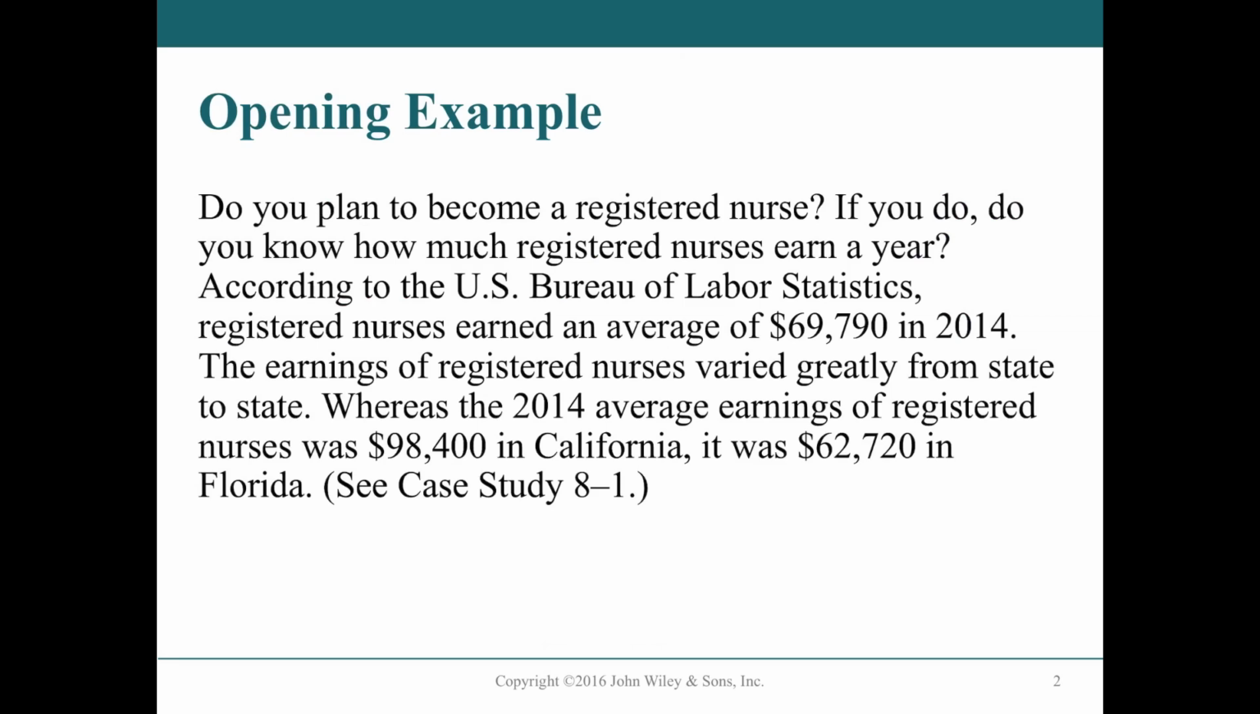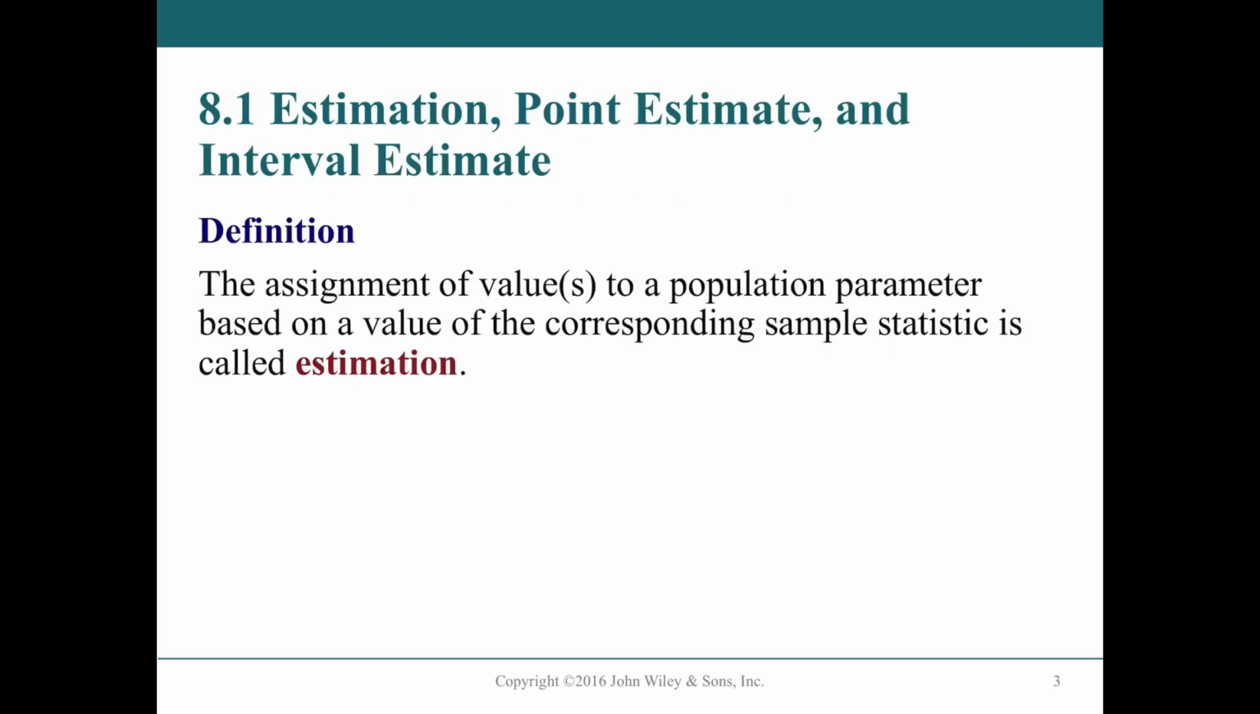So the opening example would be, and I've taught the nursing statistics for many years, this isn't it of course, but if you did plan to become a registered nurse, do you know how much registered nurses earn per year? Back 6 years ago, they earned around $70,000, and they vary greatly from state to state. California seemed to be the highest. This was 6 years ago, so that's not such a bad profession to be in, I imagine, especially nowadays. Anyway, the average was only about $62,700 in Florida, so Florida was quite a bit less than California.